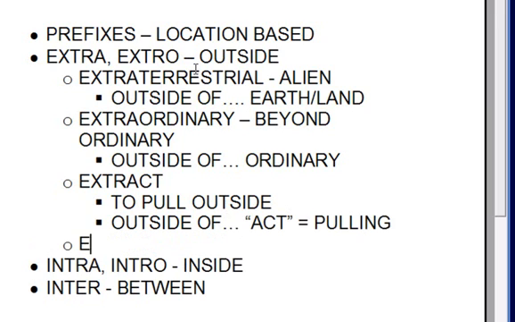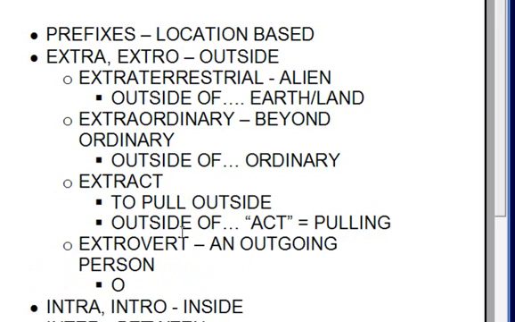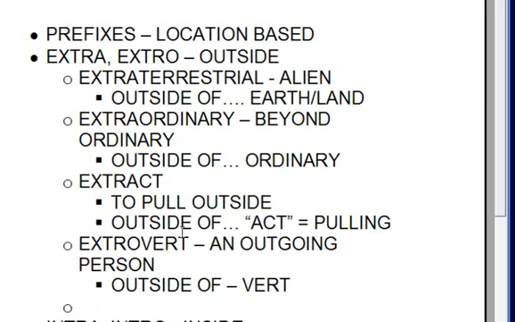Then there's extro. You see here, we use extro this time instead of extra. So you've got extrovert. And this time it means an outgoing person, or outside of vert, which I can't tell you exactly what that means. Maybe it's how people converse or communicate. So can you think of any examples of extra or extro? See if you can take a minute just to think about it.